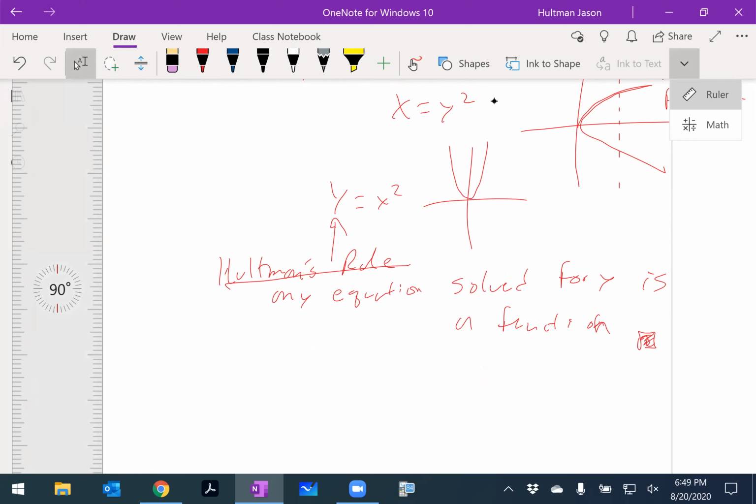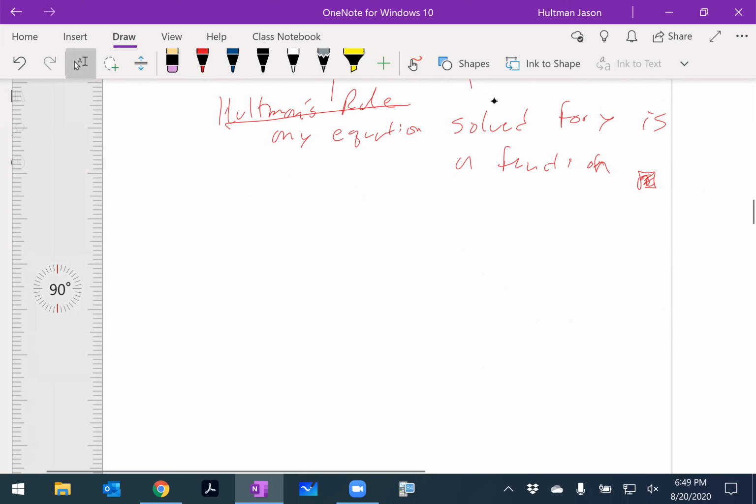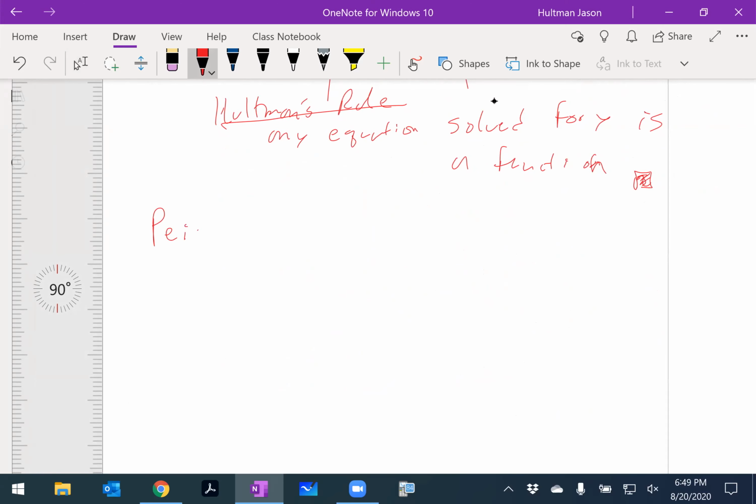Okay, let's talk about something called a piecewise function right now. What's a piecewise function? Well, it's a function that is in pieces.